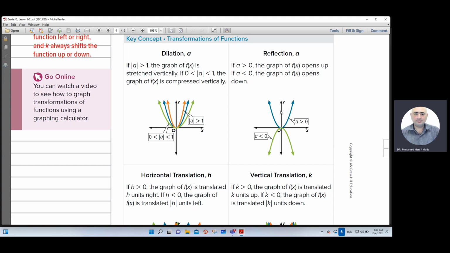And as you see, the reflection is about the x-axis, and K determines the vertical translation. So if the value of K is greater than 0, the graph of f(x) is translated K units up. And if K is less than 0, the graph of f(x) is translated K units down, using the absolute value to keep it positive. Also, you can write the second idea about dilation and reflection. This is the last idea in this lesson. Then we want to solve some exercises about this lesson.